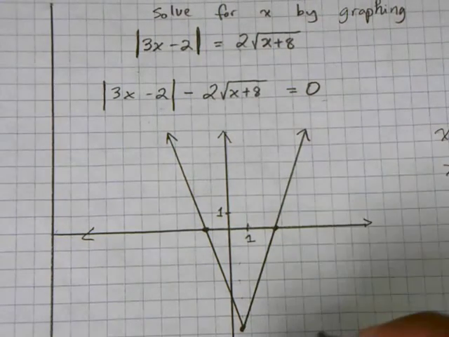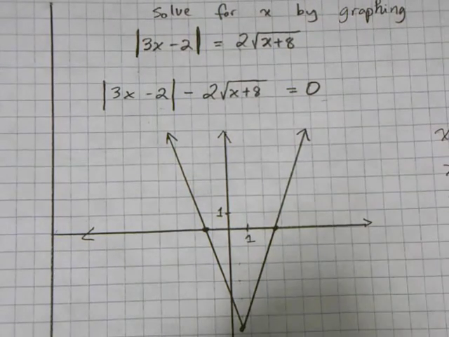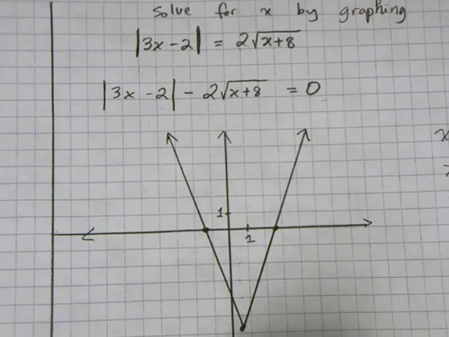So from our graph, we get that x is approximately negative 1.09 and x is approximately 2.86.